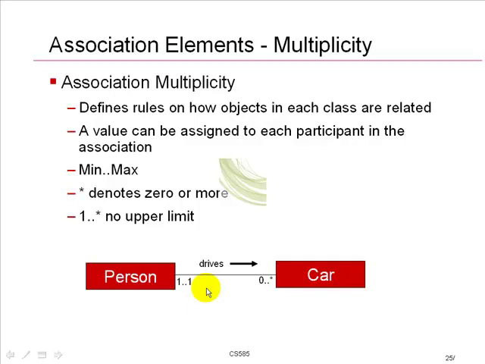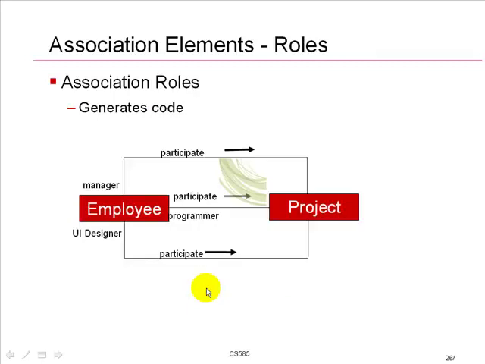A multiplicity basically depicts how many objects are required to participate in the association. One to many, many to many, and so on.